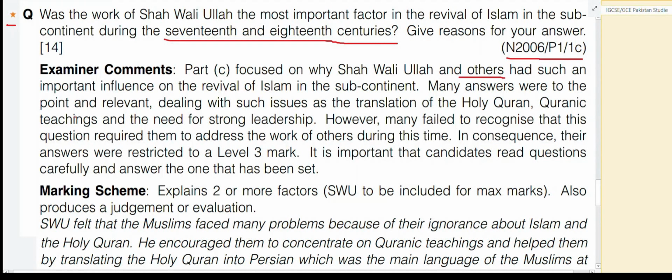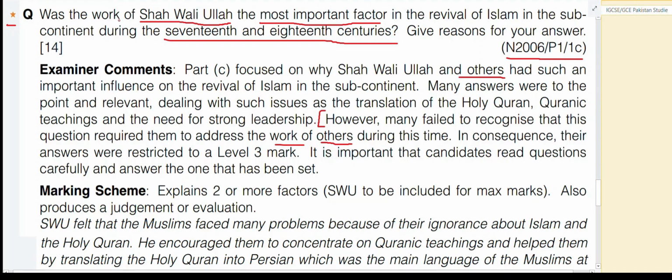Many answers were to the point and relevant, dealing with such issues as the translation of the Holy Quran, need of strong leadership, Quranic teachings. However, many failed to recognize that this question required them to address the work of others as well. Remember, if you write only about Shah Waliullah, you will not get maximum marks. You have to write about other reformers as well, because the question says, was the most important factor?